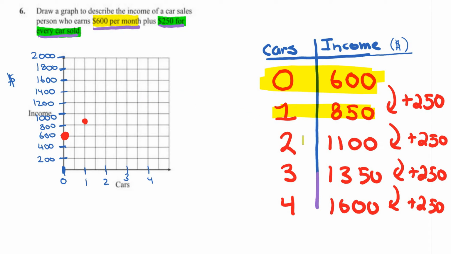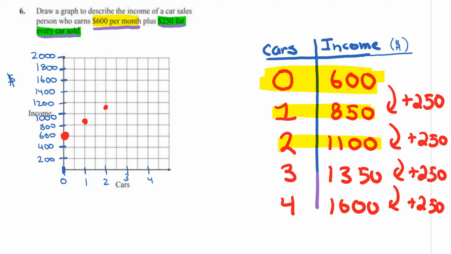And then let's do the next one here, (2, 1100). So after 2 cars, that's going to be about $1,100. So maybe around here based on my graph. Actually, no, it should be a little bit higher. Should be right about there. Okay, so that's the point (2, 1100) right there.